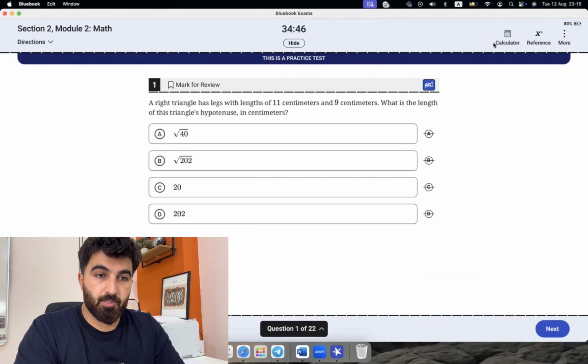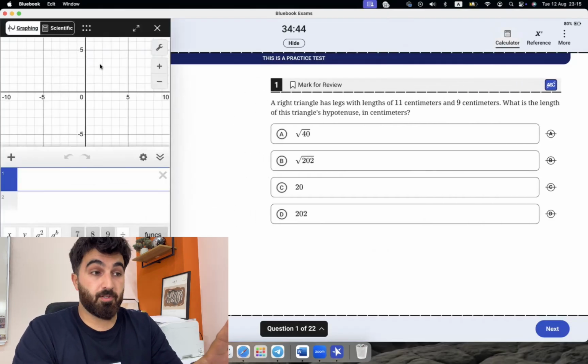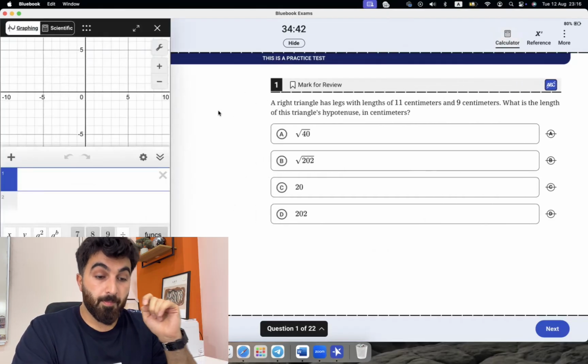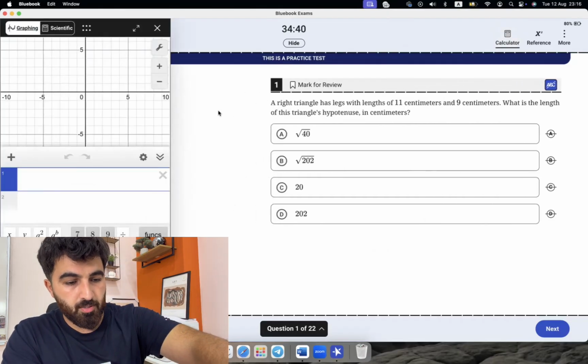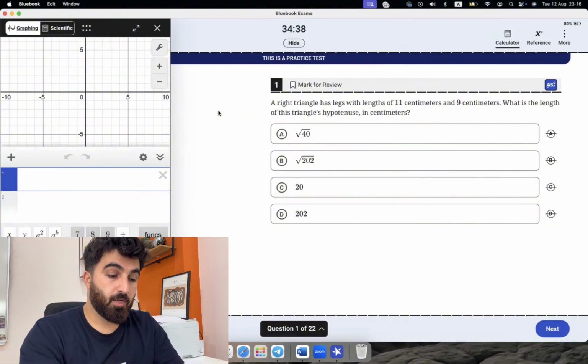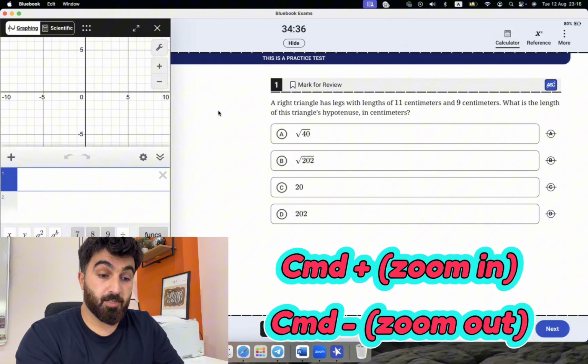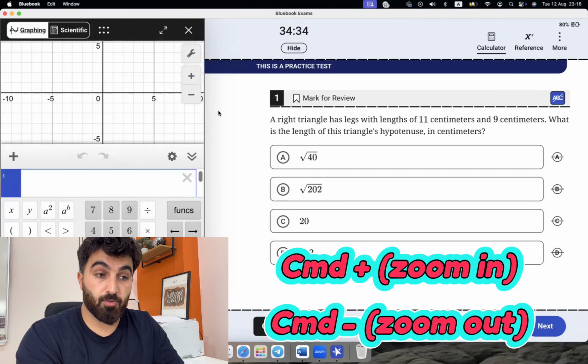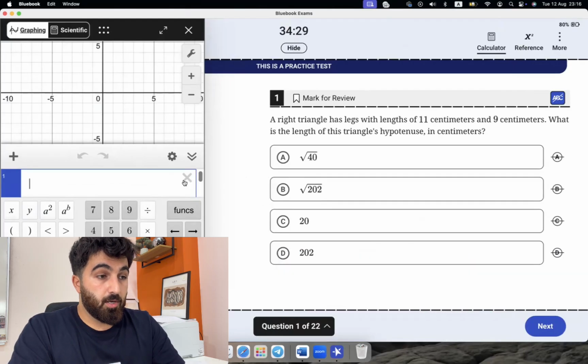Okay, let me click the calculator. The calculator must always be there on the left side, okay? And a student asked how to zoom in, by the way. I do command plus or command minus, okay? You can do it this way.